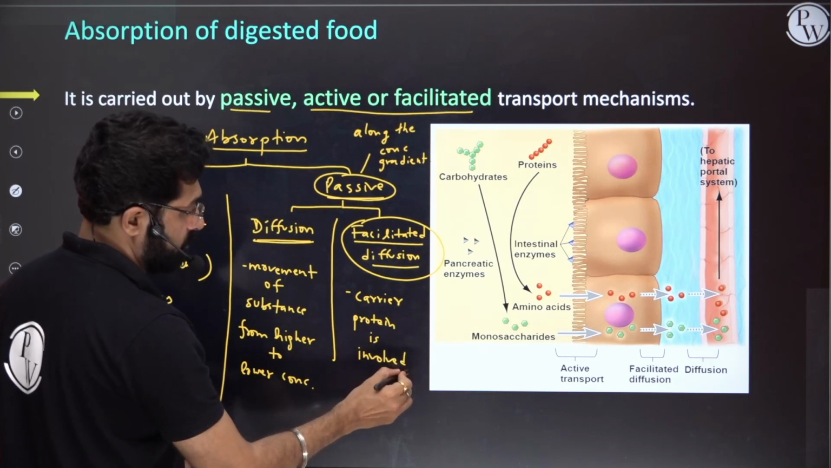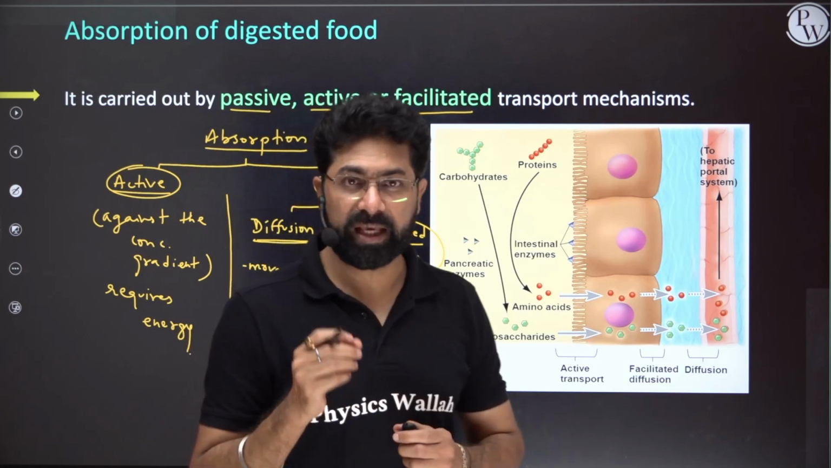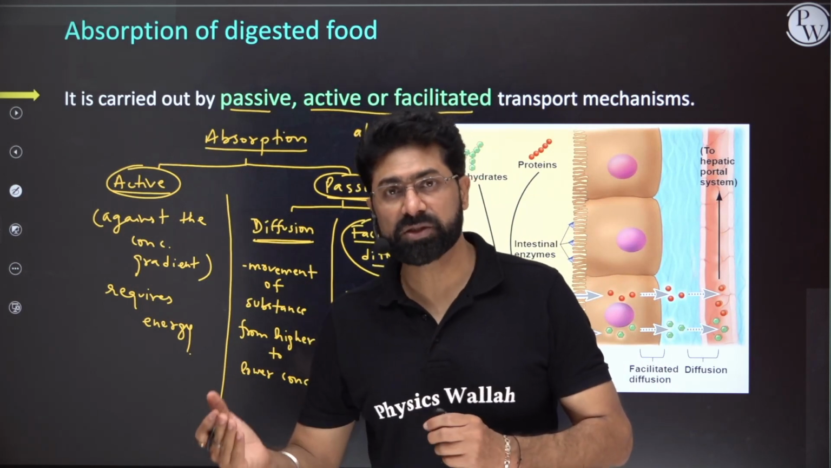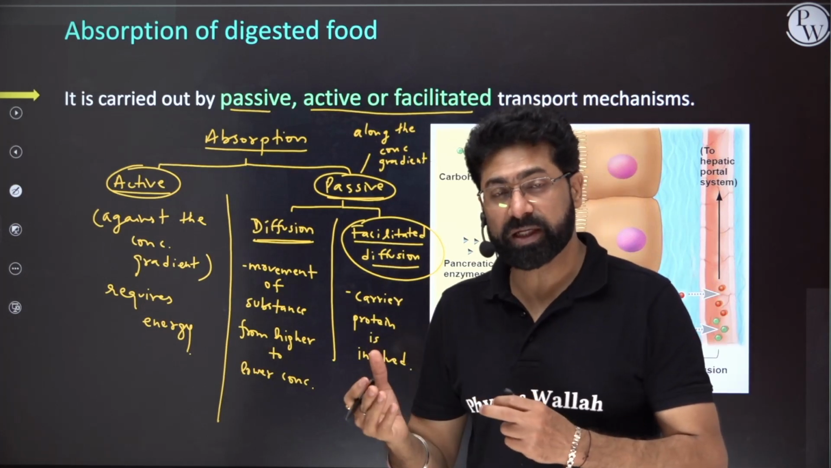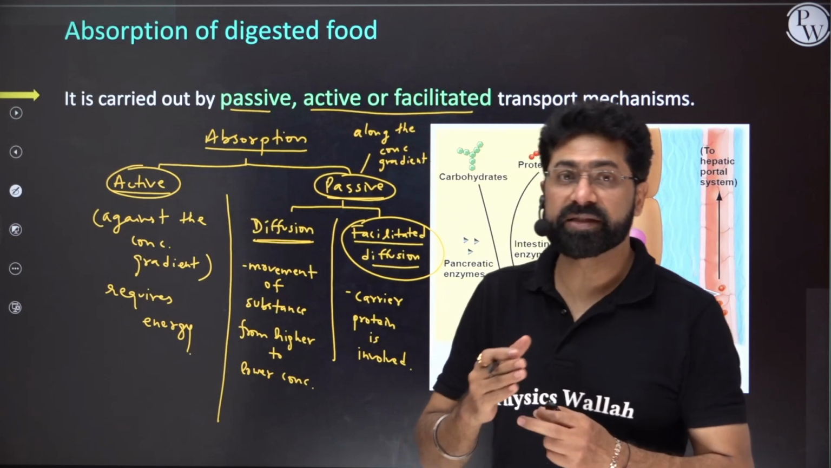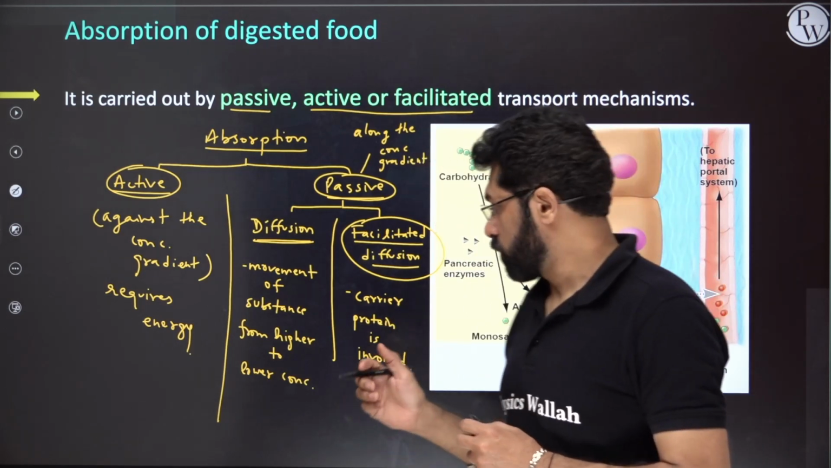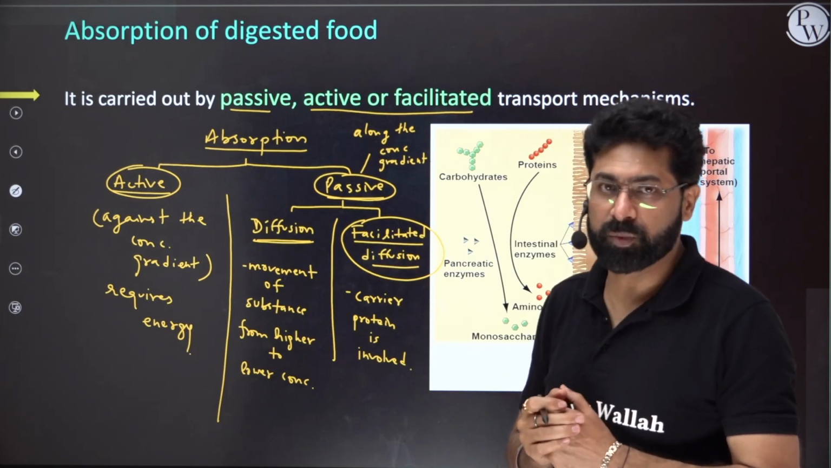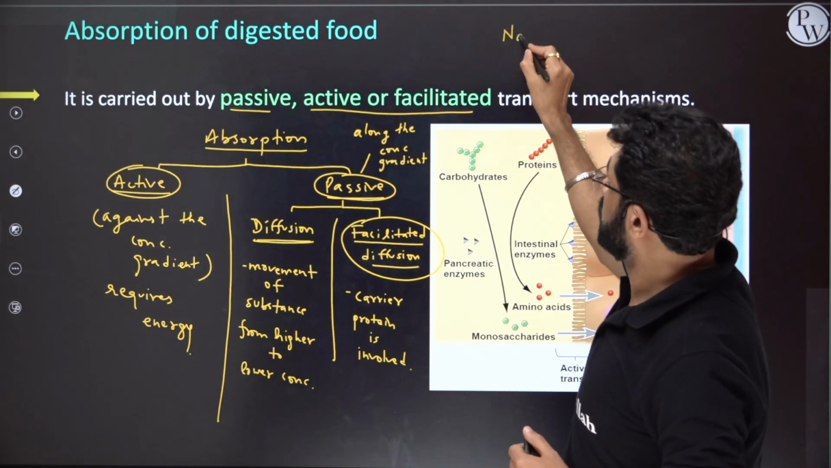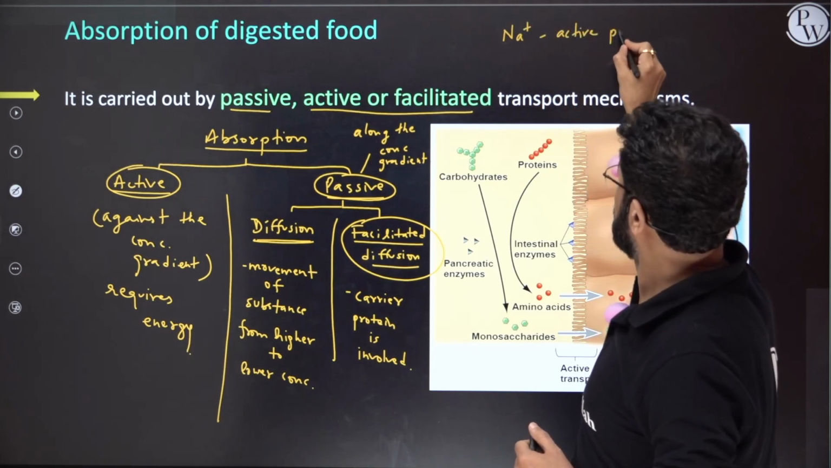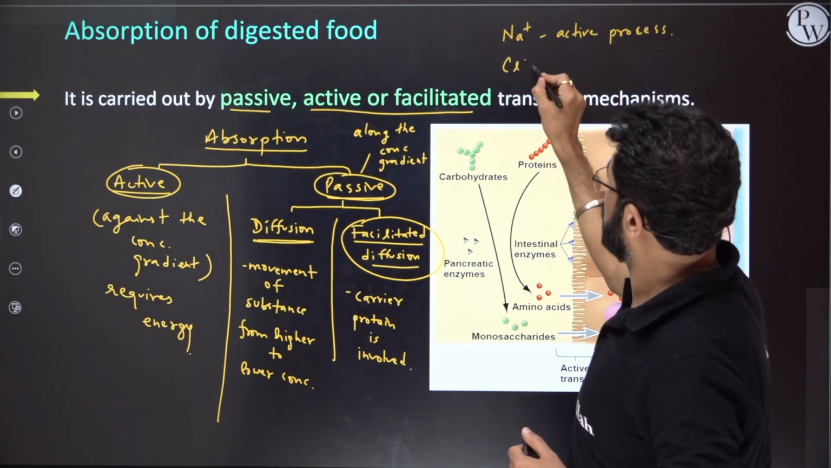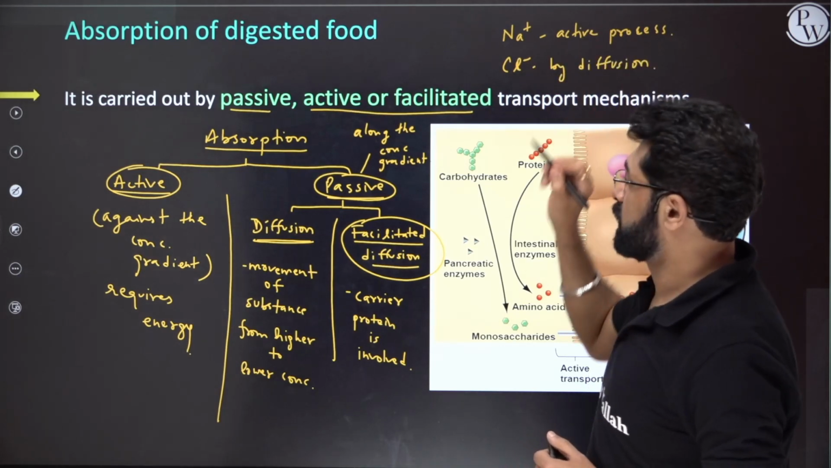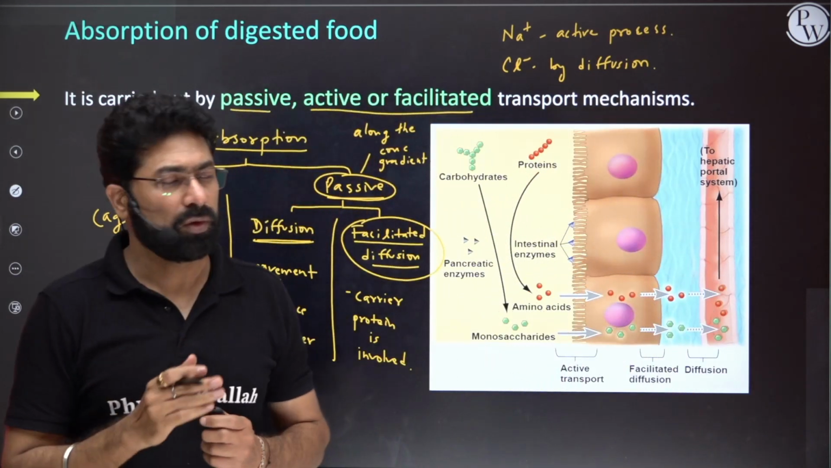Now, if the question comes to you, is glucose absorbed by active, passive or facilitated transport? The answer is all of these. In different regions, in some it will be active, in some facilitated, and in some by diffusion also. So glucose comes in all categories. Even some amino acids go by passive transport and some go by active transport. But sodium ions are absorbed by an active process. Chloride ions by diffusion. So you remember these few points, that's it. These are the only points that are given in NCERT.